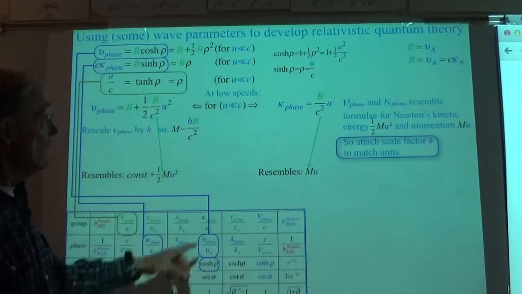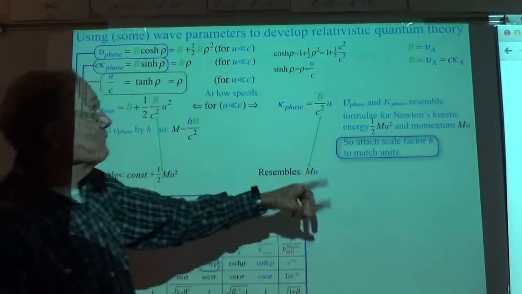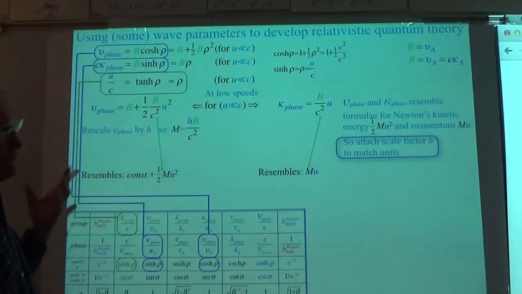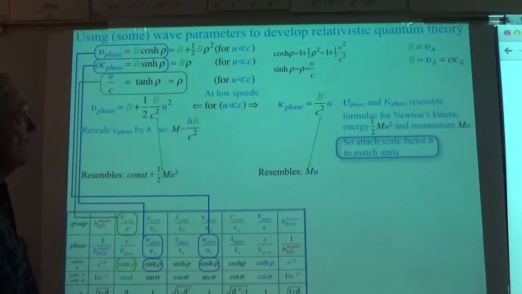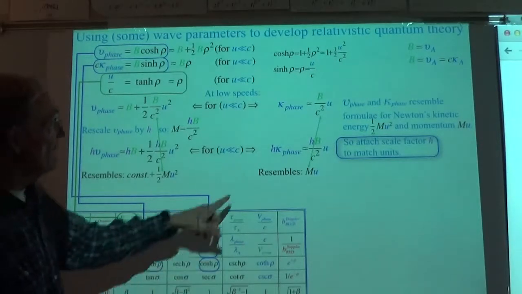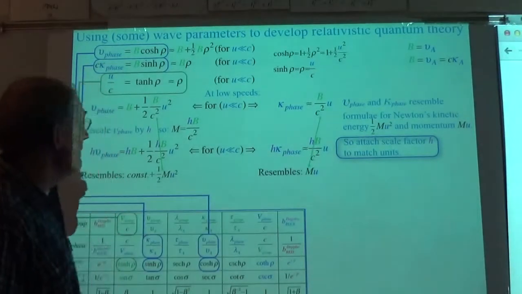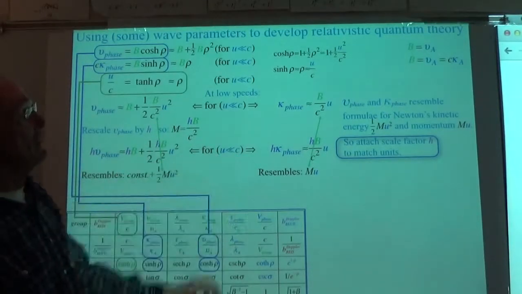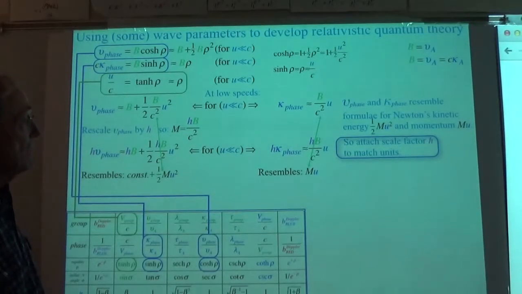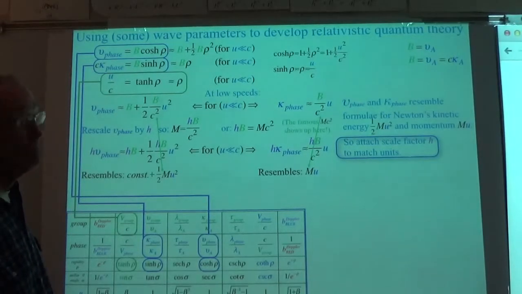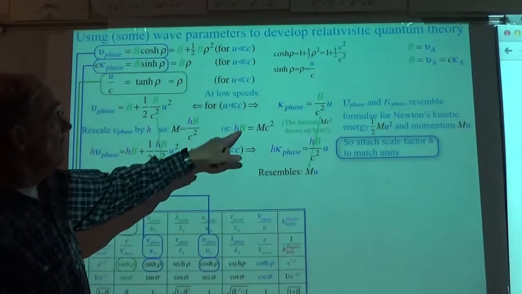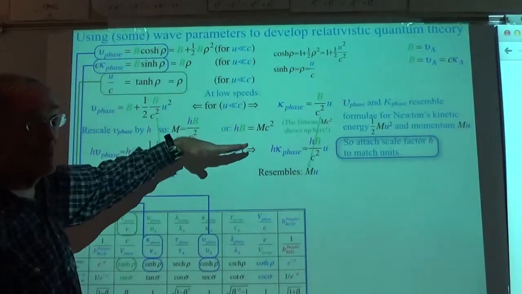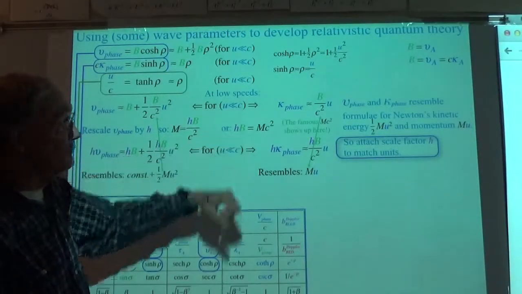Okay? But we do have to put that scale factor in there. We attach a scale factor H to match the units. Something like joule seconds will do it. Okay, so I end up with this. So I have a kappa phase equal to that. I have a new phase equal to that with that H scale factor. All right? This is where the famous mc squared shows up. The scale factor of the base of the hyperbola is mc squared.